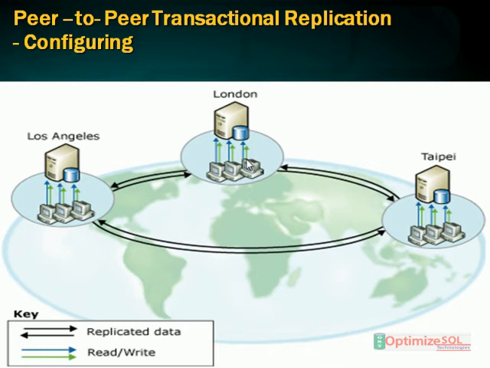Just remember, the same server acts as publisher distributor as well as subscriber for the other two servers, the remaining nodes. While configuring, I will take three servers, three nodes for example, and I will make each node both publisher and distributor.